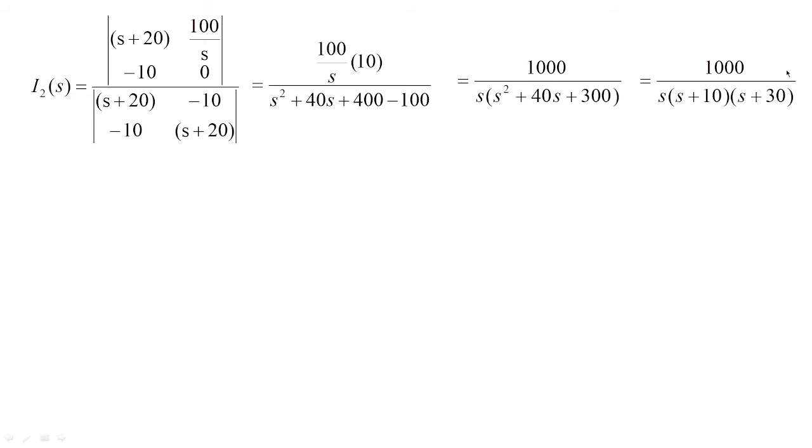We can also find out the value of I2 of S, just replacing the I2 terms with 100 by S and 0, and the determinant value in the denominator as it is, whose value will be 100 by S into 10 whole divided by S square plus 40S plus 300, and this can be changed to 1000 whole divided by S of S plus 10 and S plus 30.